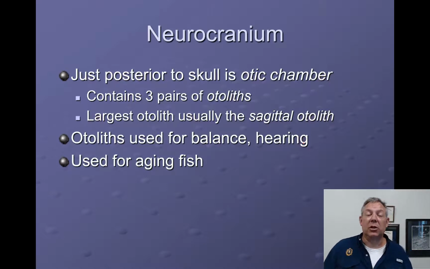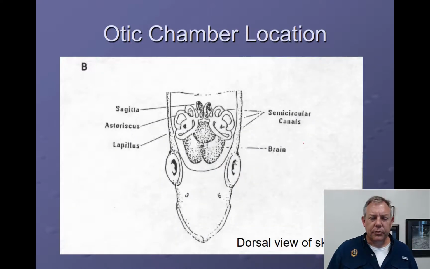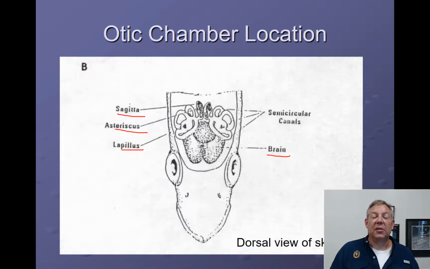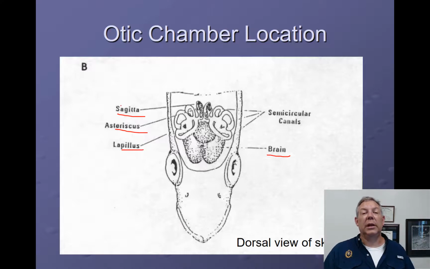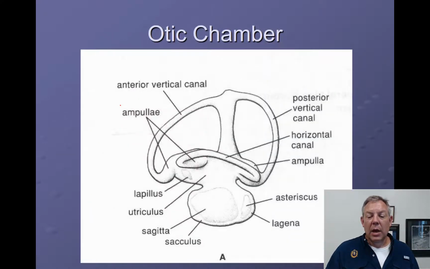You remember we talked about how you can use scales to age a fish. The otolith in a lot of species is way better than scales. So this is a top-down view, a dorsal view of the skull, and you can see the brain, and then posterior to that you can see this otic chamber. And the 3 types of otoliths are the sagitta, asteriscus, and the lapillus. And like I said, the sagitta is usually the largest. Here's another look at one side of the otic chamber.